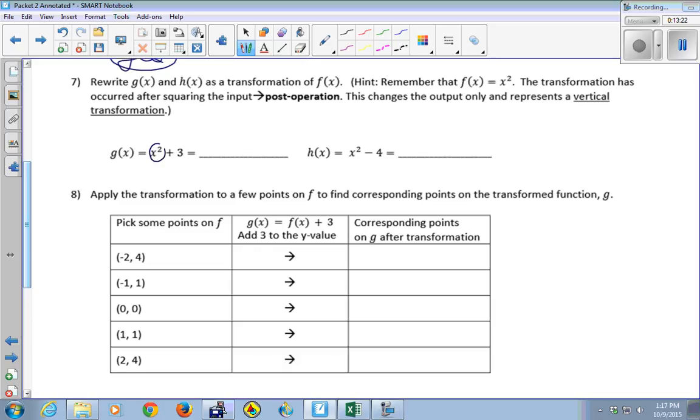So x squared is f of x, right? So if I wanted to write this in terms of f of x, that's what I'm asking you to do. That means I want you to have f of x in the formula. So you're going to replace the x squared with an f of x. So it's just f of x plus 3. And then for h of x, which is x squared minus 4, we'll rewrite that as f of x minus 4.